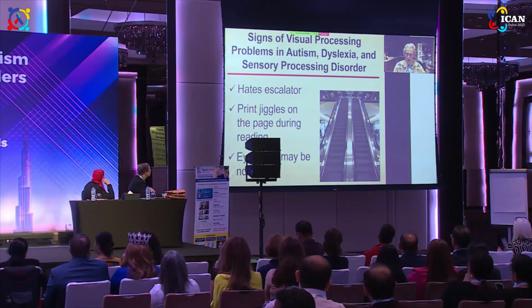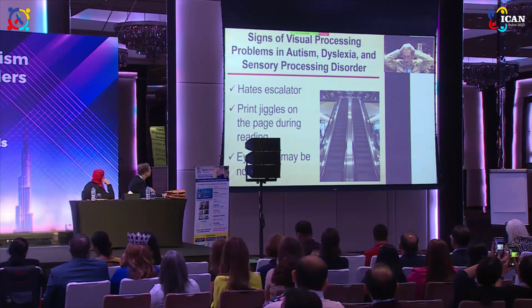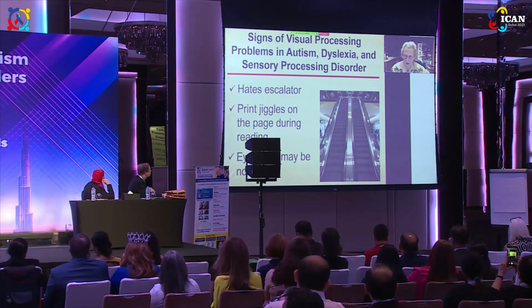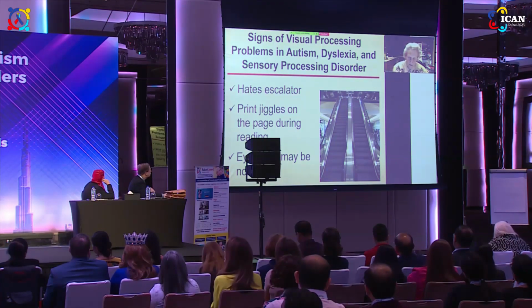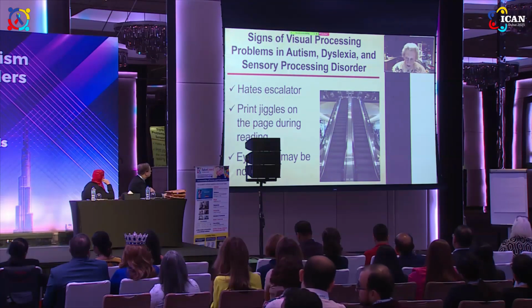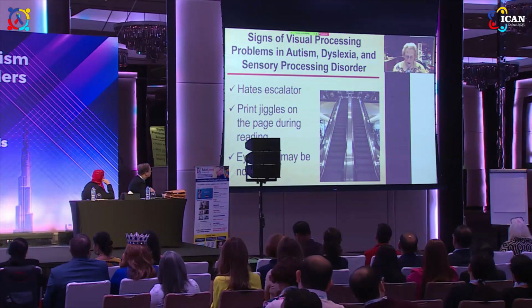Now, in your brain, you have the eyes that work like a camera, but then in the back of the brain, there are circuits that assemble the graphics file for shape, color, motion, and texture. And if there's something wrong with those circuits, print may jiggle on the page when you try to read. These kids are often terrified of escalators because they can't tell how to get on and off of it. So if you have a child that hates an escalator, the chances are he has a visual processing problem, and the eye exam may be more or less normal.